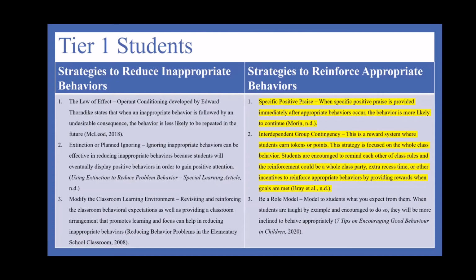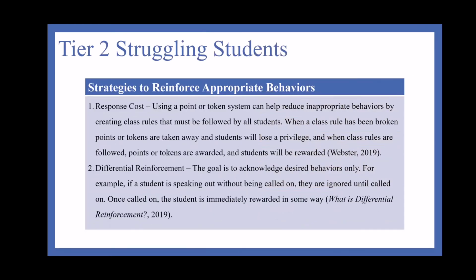The 2 strategies I can use to ensure my classroom expectations, environment, and procedures are culturally responsive are to provide specific praise and using interdependent group contingencies. The strategies I found to be effective to reinforce appropriate behaviors in Tier 2 struggling students are using response costs to award students for receiving points or tokens on a more independent level, and differential reinforcement to provide rewards for on-task or acceptable behaviors only.